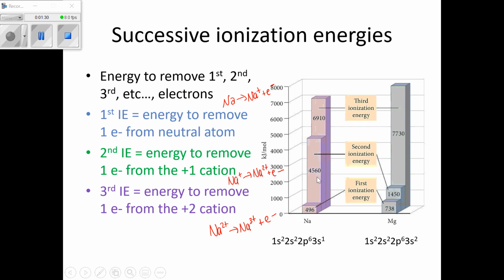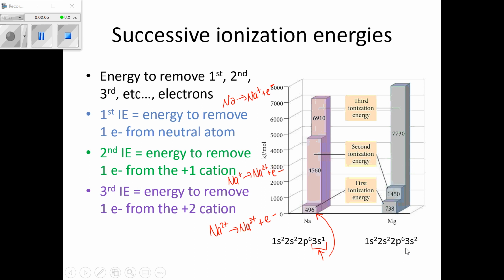Let's take a look over here at sodium. Here's a graph showing the first, second, third ionization energy. Notice the first ionization energy of sodium is 496 kilojoules per mole, whereas the second ionization energy is 4,500. So it's 10 times as hard to remove that second electron from sodium as the first one. And then the third one's even harder, it's 6,900. So this first electron is that valence electron. This one ends up being much easier to remove. And this is why we only see sodium lose one valence electron. That second electron is so much harder to remove that it typically does not happen.